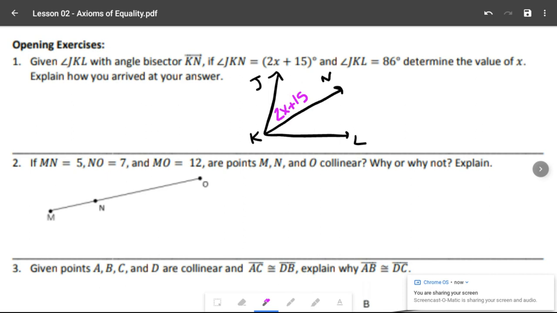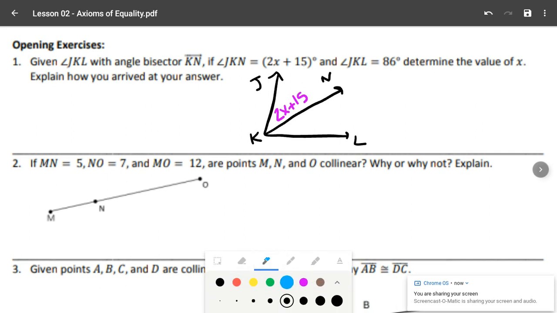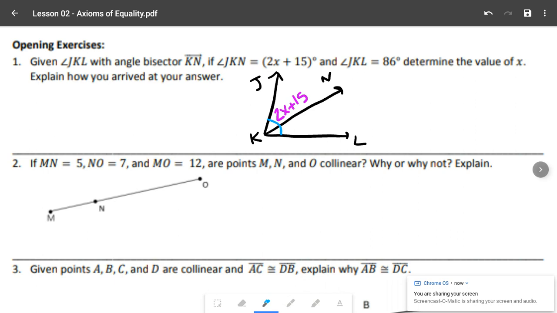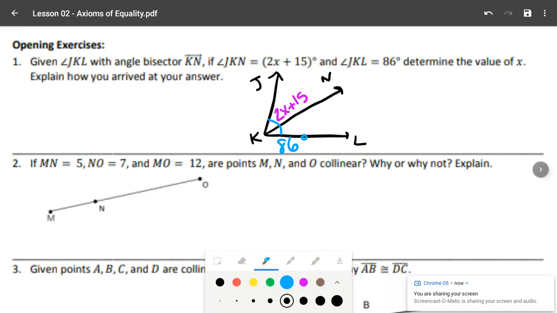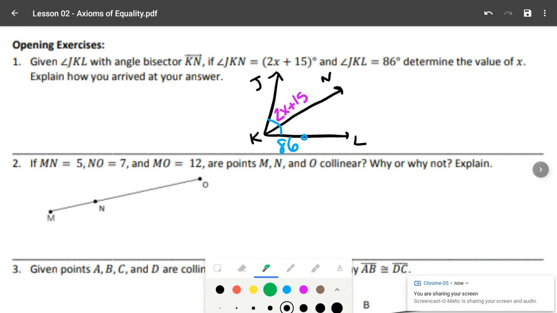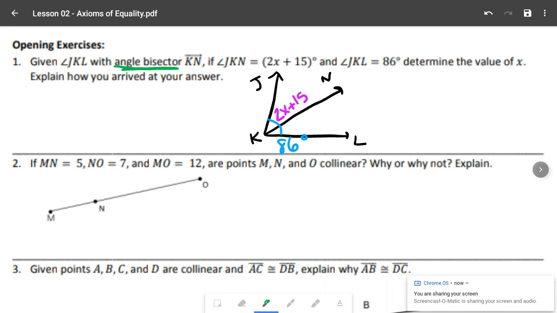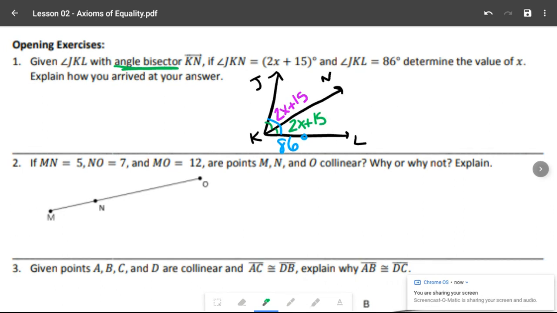And we know the entire angle adds up to 86 degrees. We want to determine the value for x. So when we try to find x, we need to know one of our vocab words to help us here. When we look at that angle bisector, that means that these two angles are equivalent to each other. So we can have 2x plus 15 as this angle as well.